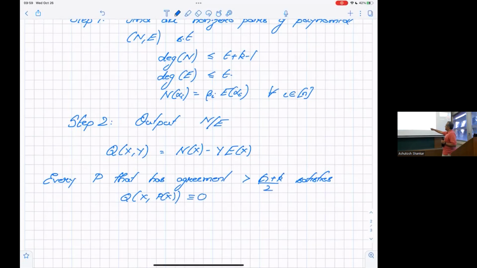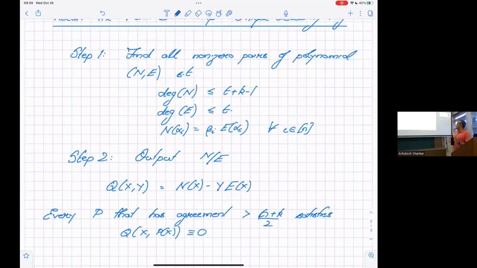This is just a more sophisticated way of writing that p of x is the ratio N of x by E of x. When I plug the polynomial p of x into the bivariate polynomial Q of x, y, this thing identically vanishes. So this was the Welch-Berlekamp answer. So just stare at it. We did this in detail.